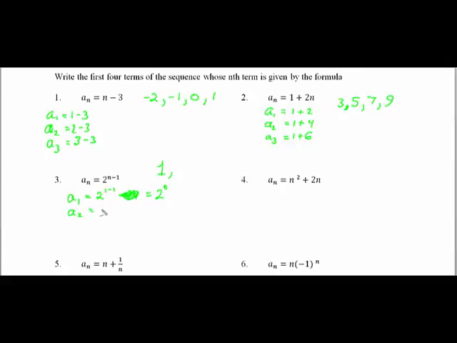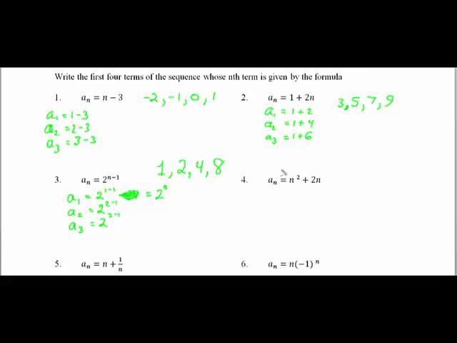I'm going to plug a 2 in here, and this is going to give me 2 to the 2 minus 1, and that's 2 to the first power, which is 2. And then a to the third power, so this is 2 to the 3 minus 1, so that's 2 to the fourth, which is 4. And then the next number is going to be 4 minus 1, so that would be 2 to the third power, which would be 8. So this gives me my 4 terms here of this exponential sequence.